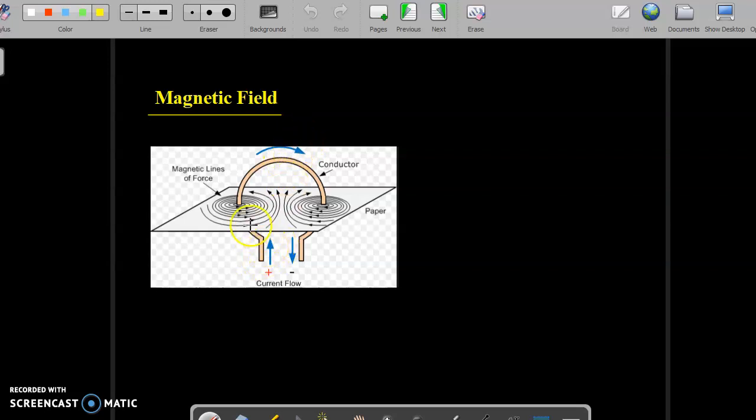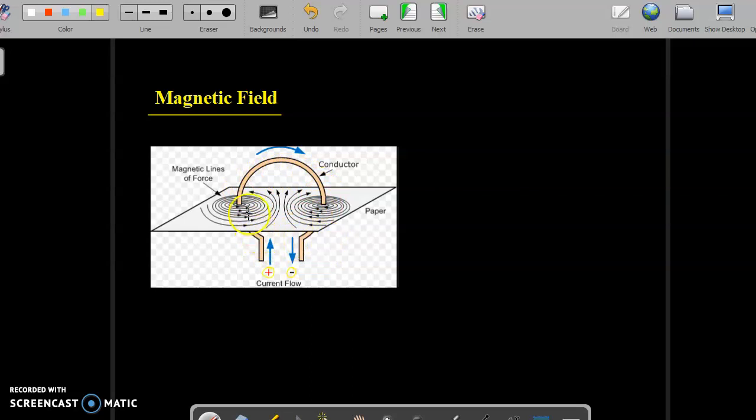Here you can see a loop. The current is flowing from high potential to low potential, so a voltage is applied across the loop. Here you can see a plus and a minus, and the current tends to flow from high potential to low potential.